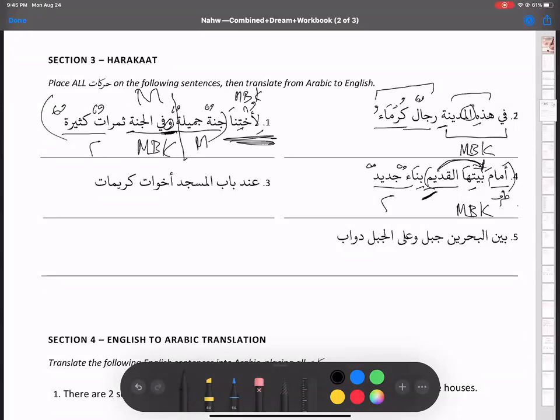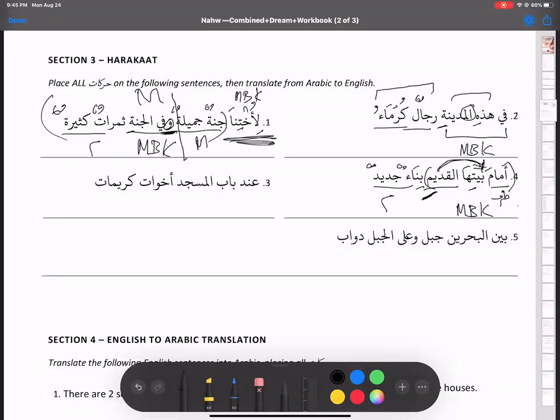And how are we going to translate it again? We can say there is a new building in front of her old house. Yes, we can say that. Okay, so number 3 now.